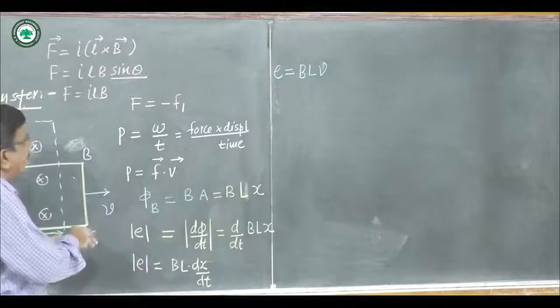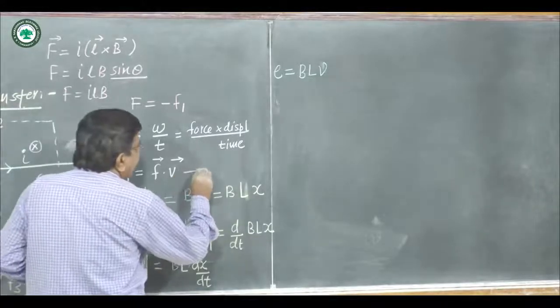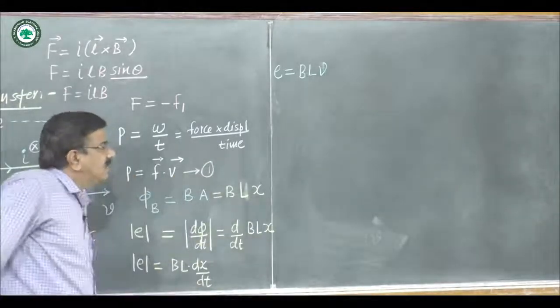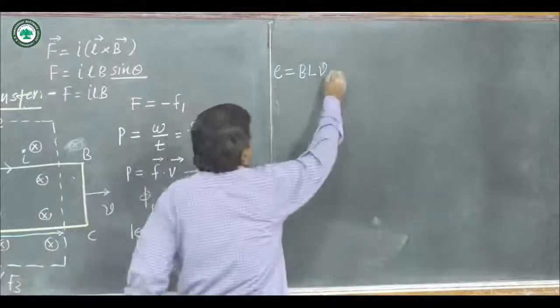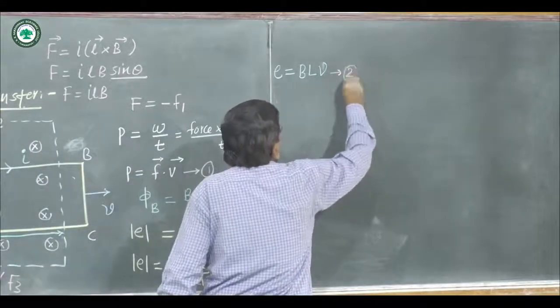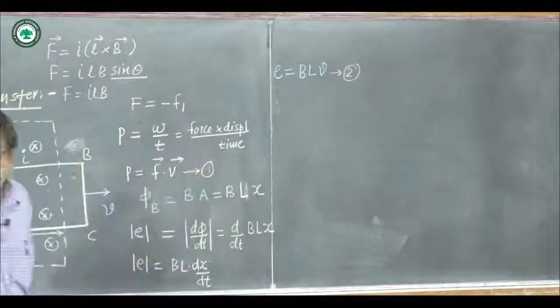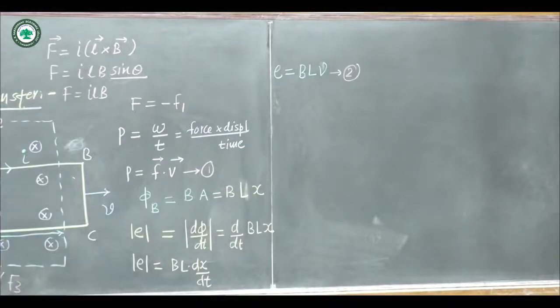Suppose P is equal to FV, our equation 1. This EMF induced is BLV, B into L into V. Suppose this is our equation 2.